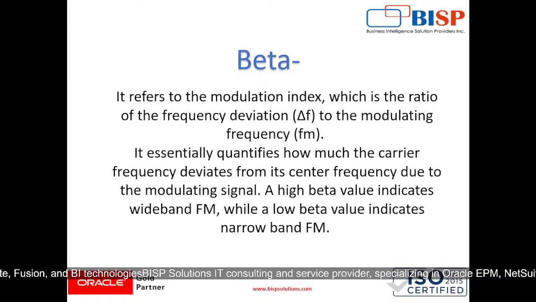Then comes our beta, which refers to the modulation index, which is the ratio of the frequency deviation, denoted by delta F, to the modulating frequency, which is Fm. So it essentially quantifies how much the carrier frequency deviates from its center frequency due to the modulating signal. A high beta value indicates wideband FM, while a low beta value indicates narrowband FM.